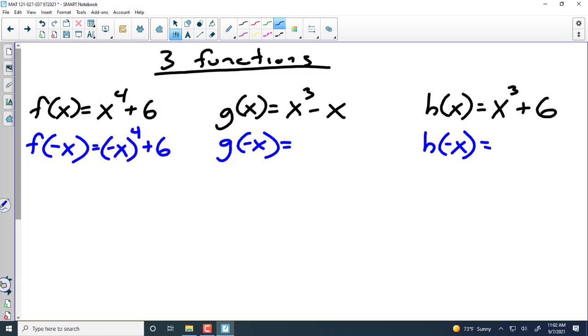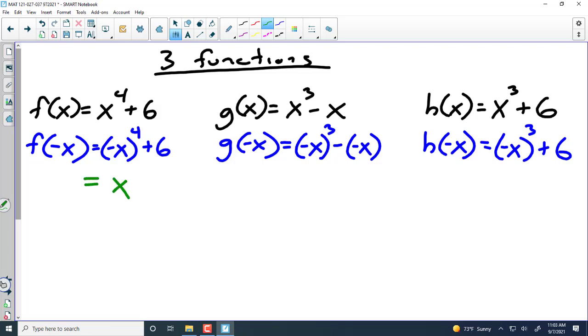And everywhere that you see an x in the equation, you change it to a negative x inside parentheses. Parentheses we're going to get rid of very shortly, but you still need to start with the parentheses. So every x in the equation becomes a negative x. And then we use our rules for simplifying. If the negative x is to an even power, does it kill the negative completely? Yes, it does. So this one just simplifies to x to the fourth plus 6.